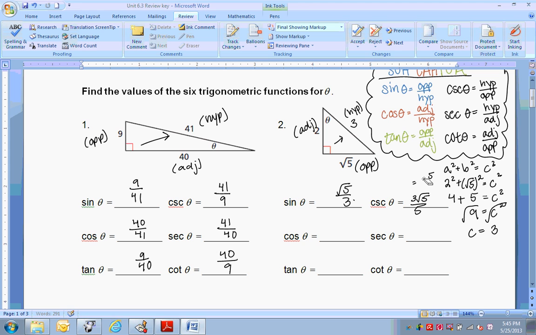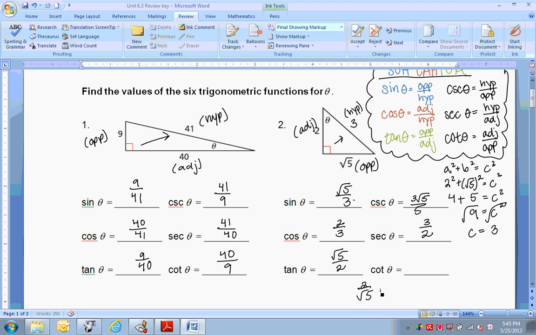Alright, now let's move on to cosine. Cosine is adjacent over hypotenuse, so that's 2 over 3. And our secant is going to be 3 over 2, because you flip the cosine for your secant. Now for tangent, it's opposite over adjacent, so that's the square root of 5 over 2. And since cotangent is the flipped version of tangent, that's 2 over the square root of 5.